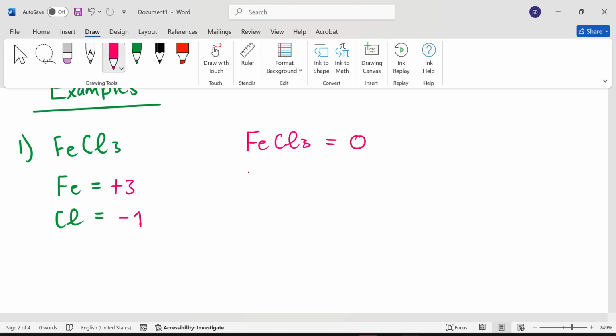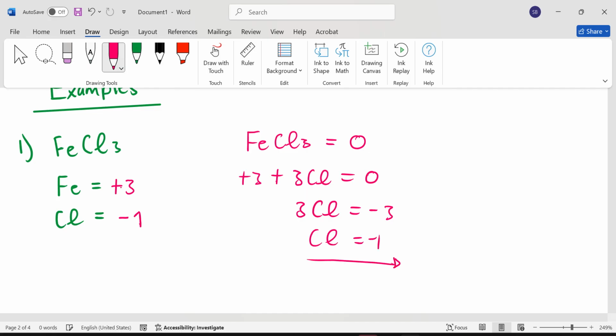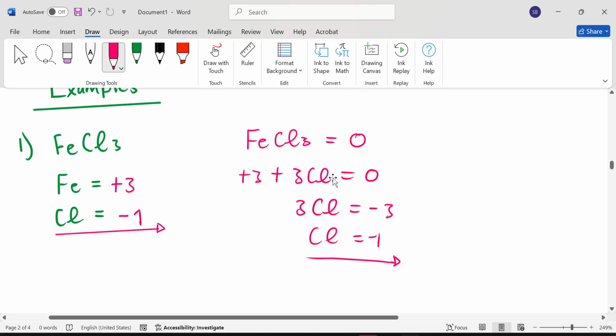And then we know that the one for fluorine is a +3, remember the subscript becomes the coefficient, so that's 3 times Cl, and that becomes 0, and 3 times Cl becomes a -3, and you solve for Cl, you get a -1. Right, so that's how you would typically do something like that. Okay, so that is example 1 done.